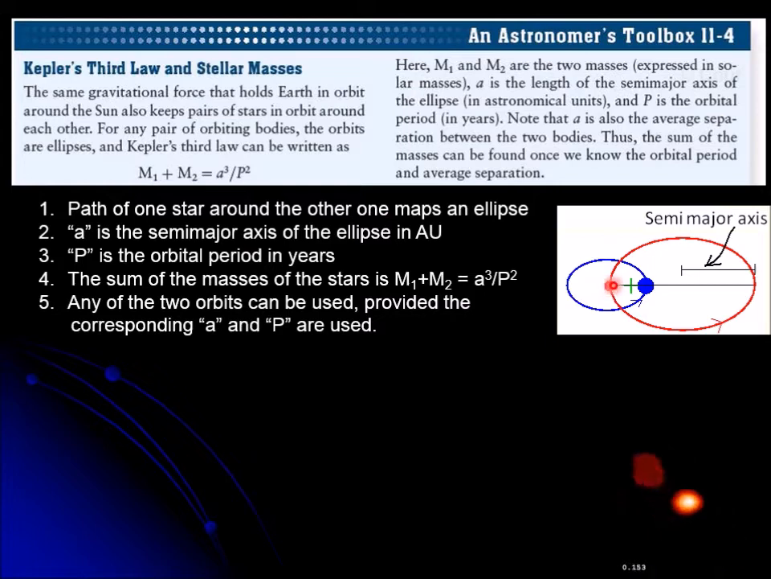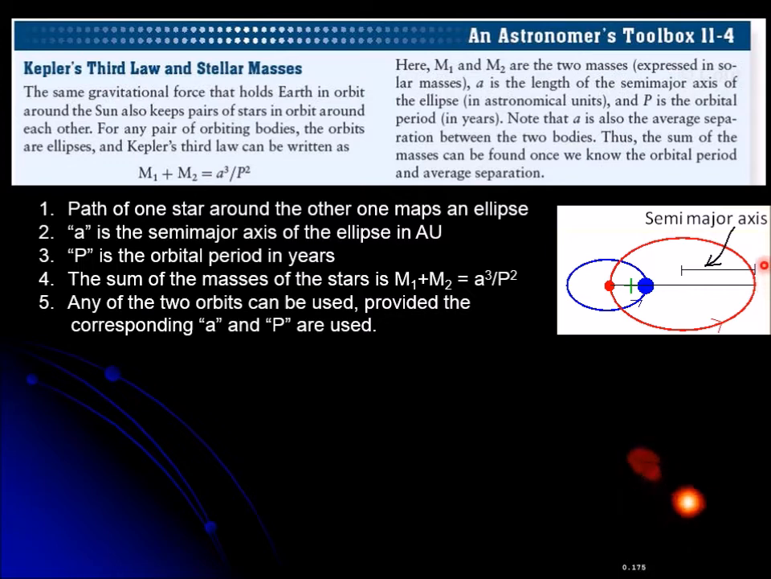In this case we have two stars, say one red, one blue. If we sit on the red one, we're going to see the blue one orbit around the red one like this. And if we sit on the blue one, we're going to see the red one orbiting the blue one like this. In both cases, the trajectories are ellipses. And the ellipses are characterized by this distance from the center to the edge. This is the semi-major axis, which we call A.